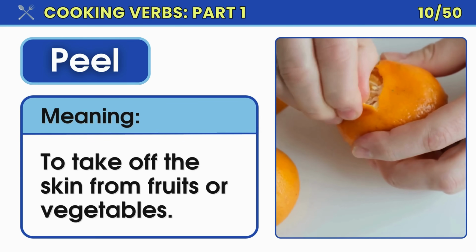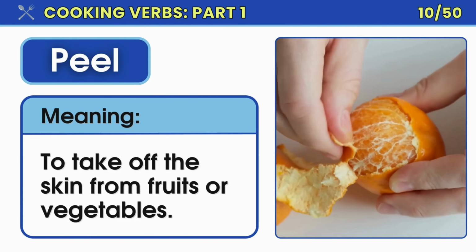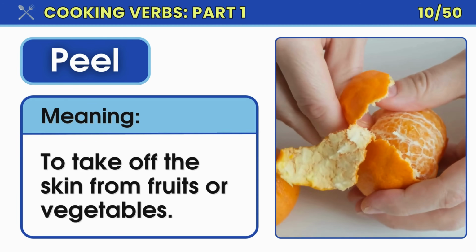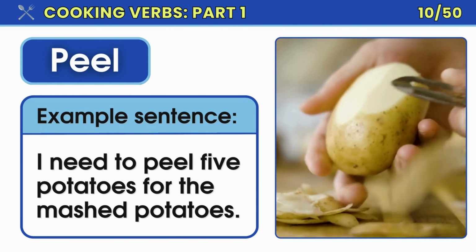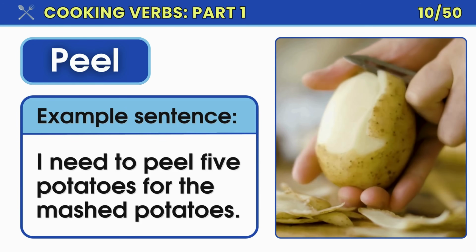To peel means to take off the skin from fruits or vegetables. For example, I need to peel 5 potatoes for the mashed potatoes.